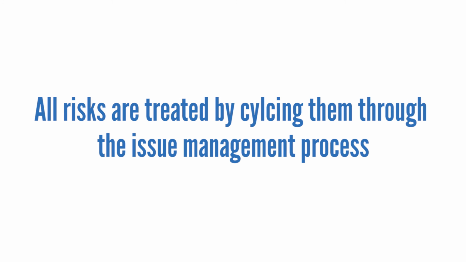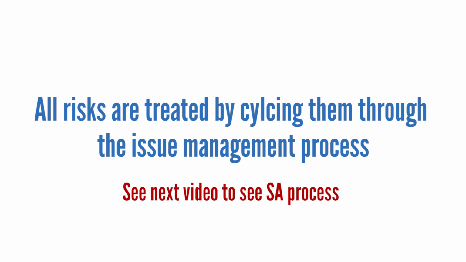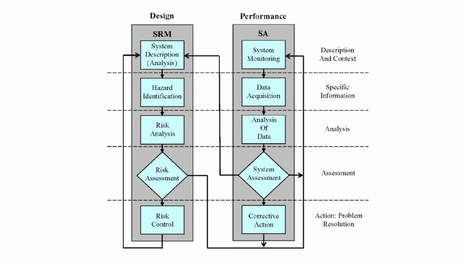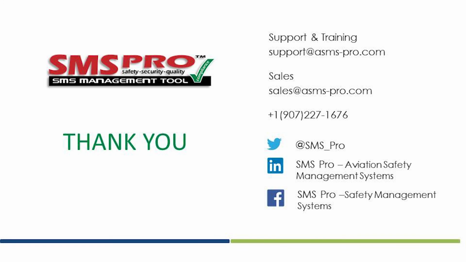Submitting risk controls as safety issues allows safety management to perform the actions needed to get the required change to an acceptable level of safety. We will discuss this more in the next video on how SMS Pro meets the safety assurance requirement. But as you can see, SMS Pro's risk management processes are built closely around compliant safety management requirements. We highly suggest that you move on to the next video to see how SMS Pro satisfies safety assurance requirements and how safety assurance ties in with the SRM process.